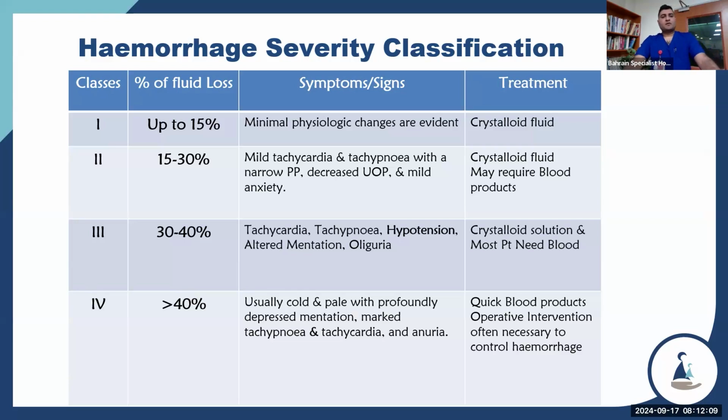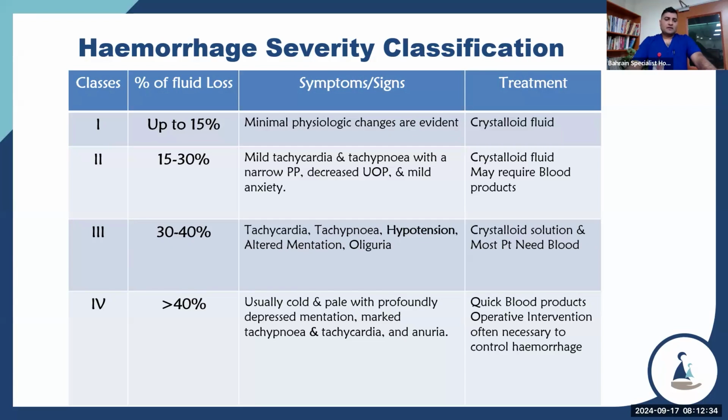Up to 15% fluid loss, minimal physiological changes are evident. For treatment, crystalloid fluid alone may be enough. From 15 to 30% fluid loss, you will have mild tachycardia, tachypnea with narrow pulse pressure, decreased urine output, and mild anxiety. Crystalloid fluid may be needed, or it may require blood products.